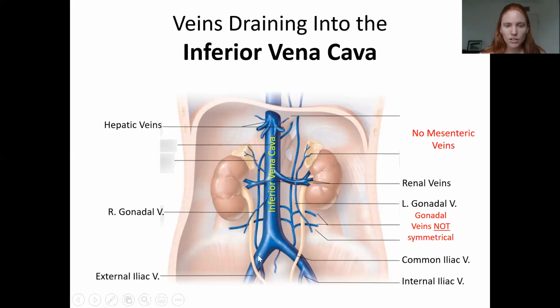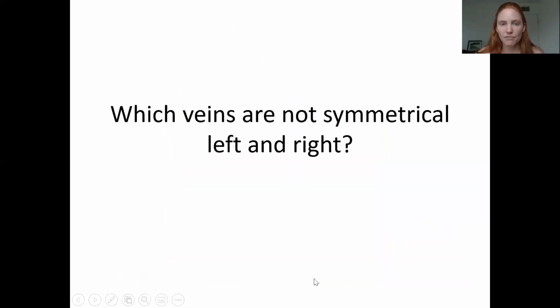Continuing on, it looks the same as we saw with the abdominal aorta. The inferior vena cava then branches at the bottom. The branches would become the common iliac vein, and then the common iliac vein, just as we saw before, whenever you see the word common in a blood vessel, that means it's going to split into an internal and external. So the common iliac vein will become the internal iliac vein, and then whatever's left of it is going to become the external iliac vein.